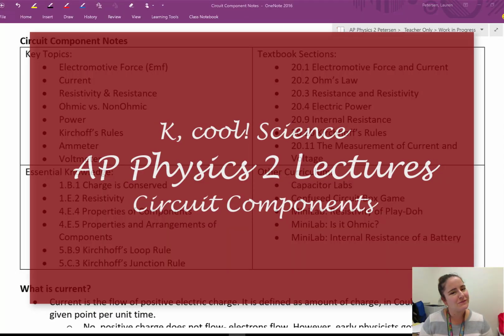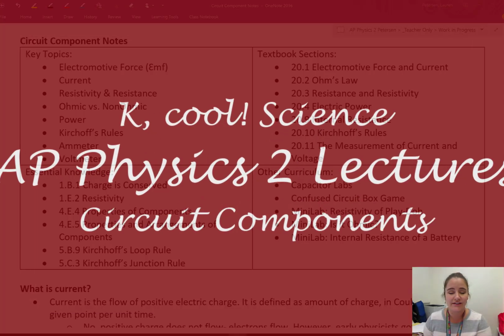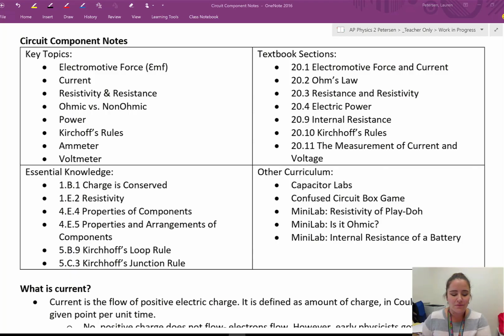Hey guys, Ms. Peterson here, and today we're talking about the various components that make up our circuits in AP Physics 2. So we're going to be talking about how the battery supplies the electromotive force that drives the current around the circuit. We'll talk about resistors and how they're made, what properties determine their resistance, and ohmic versus non-ohmic resistors. We'll get into using Kirchhoff's law to analyze a circuit and talk about how to use an ammeter and voltmeter to determine the current or voltage at any point in the circuit.